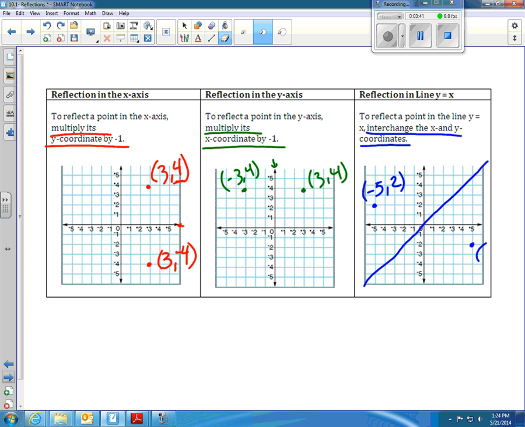Oops, nope, sorry. Take that back. We're going to interchange the coordinates. So we're going to have (2, -5). So we go over 2 to -5. If I was to fold my paper on that y equals x line, those two points will line up. Those are our three rules. So when you do these problems, you're going to want to come back to this little chart here, find the rule, and just follow it.